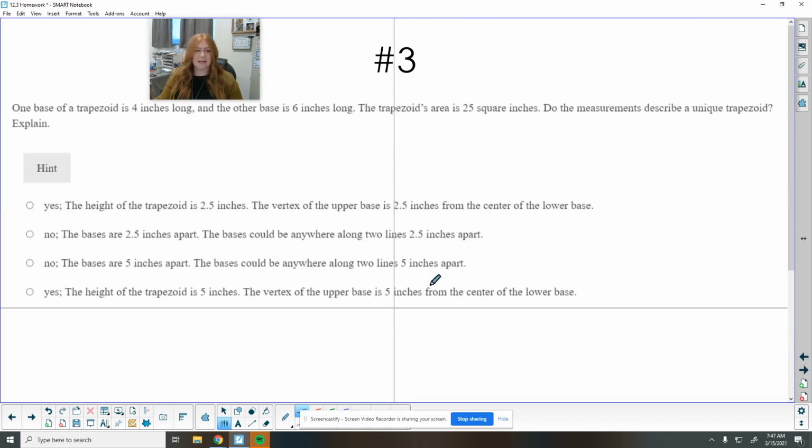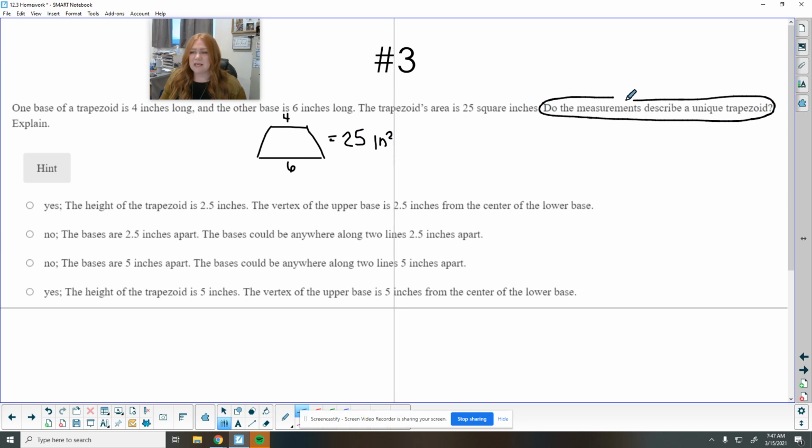Number 3 tells us that one base of a trapezoid is 4 inches long and the other is 6. So we've got one that's 4, one that's 6. I always just like to draw them. It just helps me visualize what I'm looking at. And then it told me the total area is 25 square inches. So do the measurements describe a unique trapezoid?